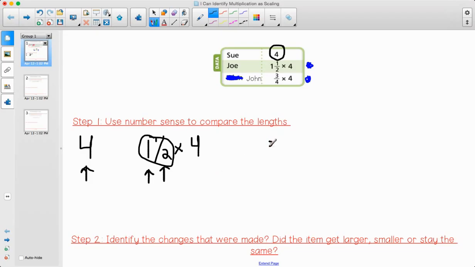However, when we look at John's, 3/4 times 4, I see that 3/4 is just under a whole, because if this said 4/4, that would be my whole, and then I would know that John's scarf stayed the same. But 3/4 is just under 1 whole. So I can identify that John's scarf shrunk because I'm multiplying my original scarf by something less than 1.